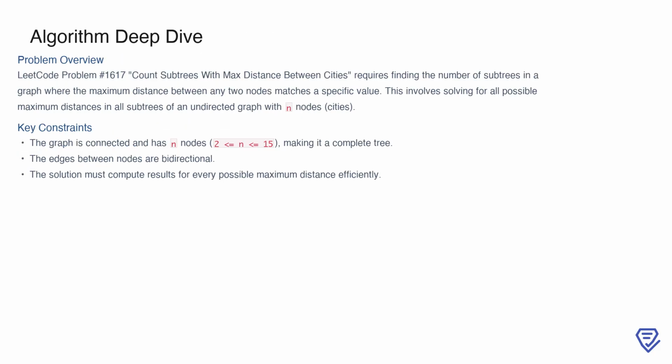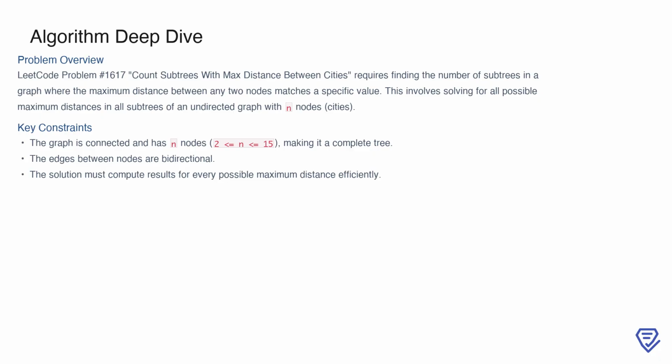In this problem, we're tasked with counting the number of subtrees in a graph where the maximum distance between any 2 nodes matches a specific value. The graph consists of cities represented as nodes, connected by bidirectional edges. A subtree here is any connected subgraph of the graph, and we need to compute the maximum distance within each subtree. This means finding the farthest 2 nodes in each valid subtree and determining how many subtrees exist for each possible maximum distance. The constraints are key.